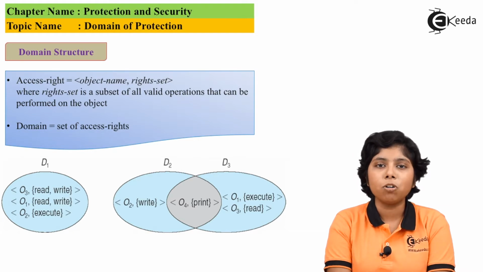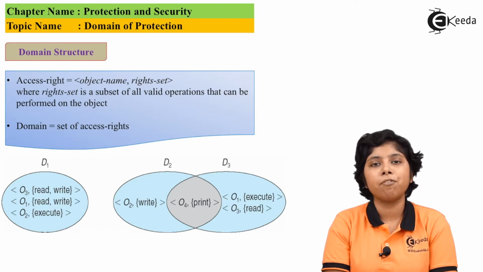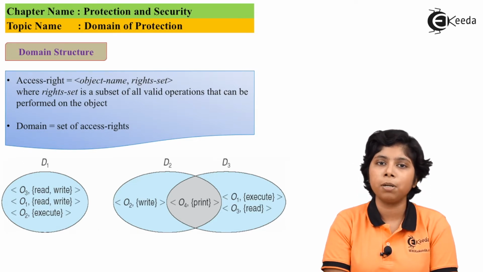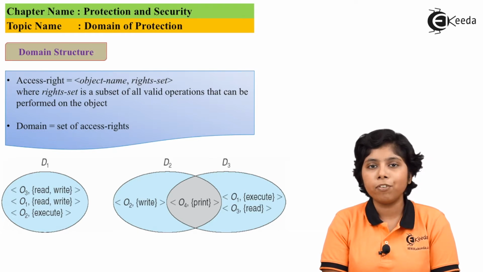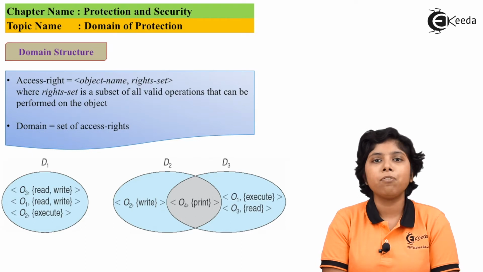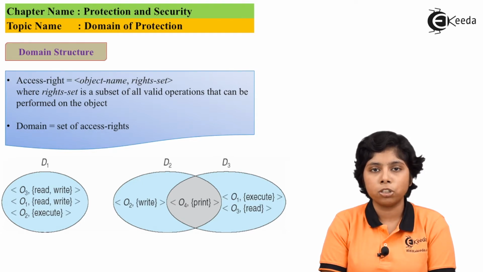While in the dynamic domain structure, we can switch between the domains. For this example, a process can have read-write on an object in one domain and write rights on an object in another domain. So whenever the process is in phase 1, it will be in domain 1, and when it is in phase 2, it will be switched to domain 2. So this switching can be done in various ways.